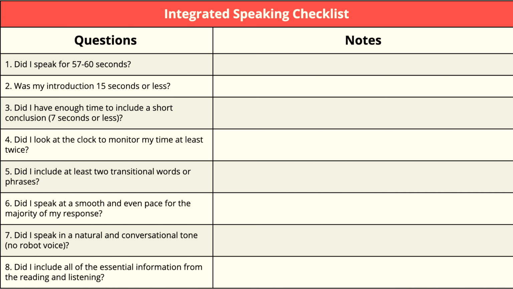Did I speak at a smooth and even pace? So you don't say, like, okay, so, you don't say that too much, right? You try to speak smooth and even. Avoid the robot voice. Speak naturally and conversationally. Please don't say, according to the reading passage, or no, I'm sorry, this is just the listening, so according to the listening, the professor says that. No, speak naturally. According to the listening, the professor says that. You know, try to speak in a natural, friendly way.